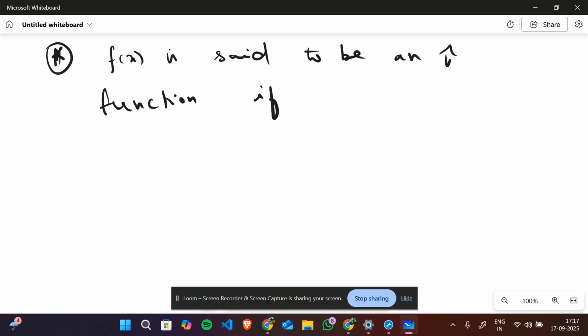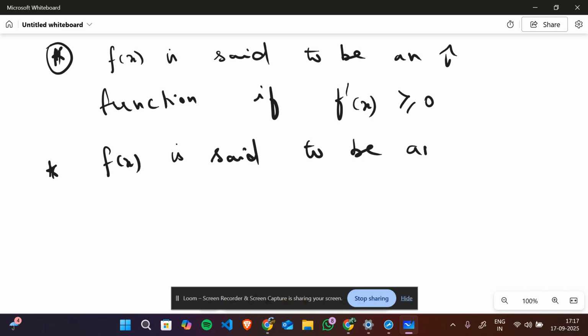The function f of x is said to be an increasing function if f dash of x is greater than or equal to 0. A function f of x is said to be a decreasing function if f dash of x is less than or equal to 0. Why is it greater than or equal to 0? Why is it less than or equal to 0? For that also we have an explanation. Let me explain before we solve the problem.